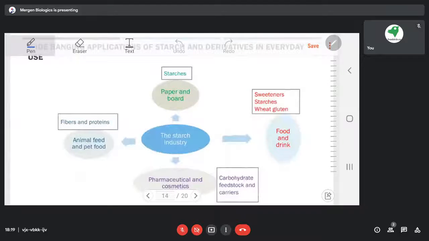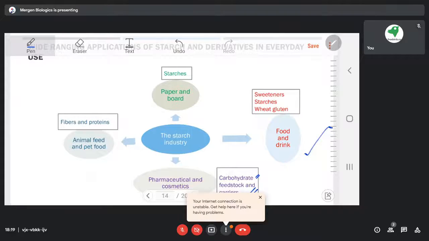Now, food is not the only use of starch. The starch industry is much more than food. These are the main examples of what I am saying. One is food and drink: the sweeteners or wheat glutens, etc. are starch. Then the pharmaceutical and cosmetics industries. Pharmaceuticals and cosmetics use carbohydrate feedstocks and their carriers to develop their products. Again, the animal feed and pet food, the fibers and protein.